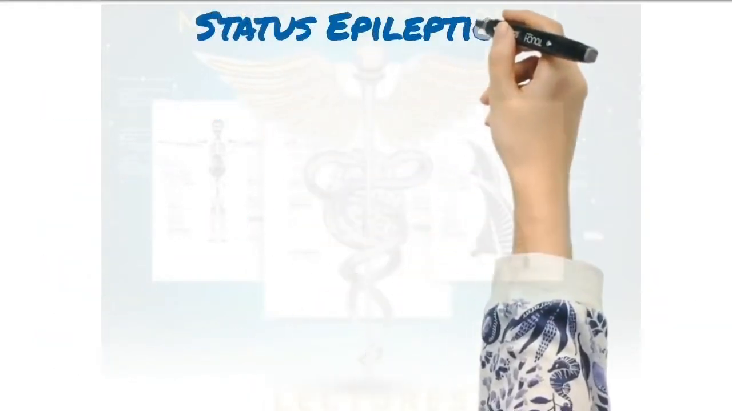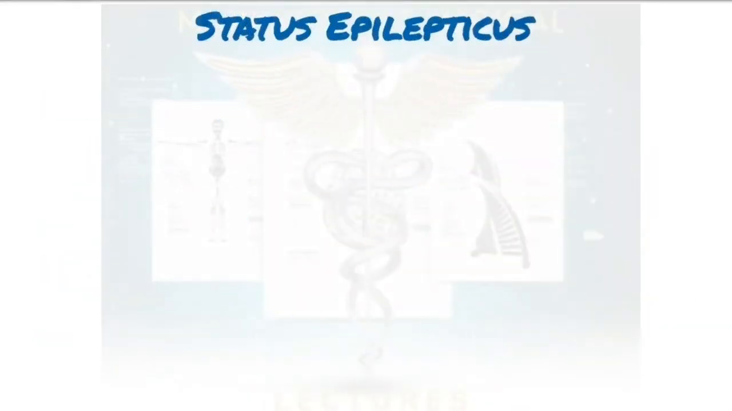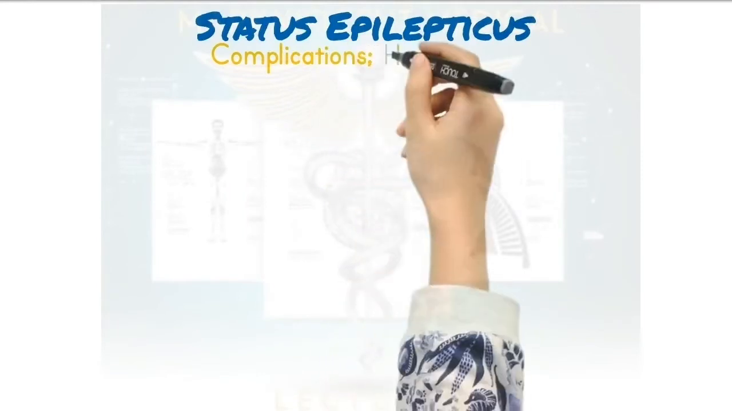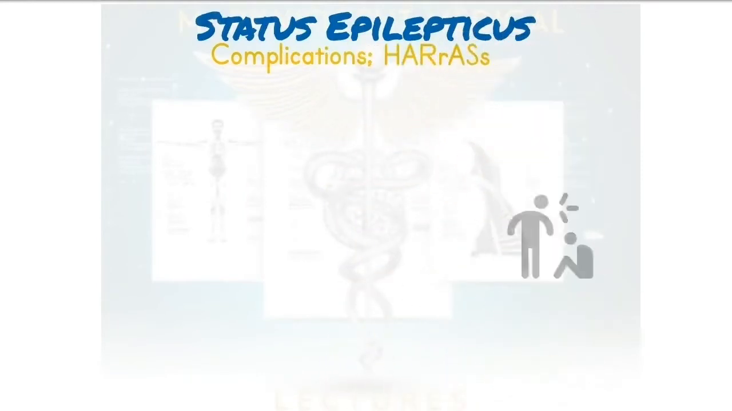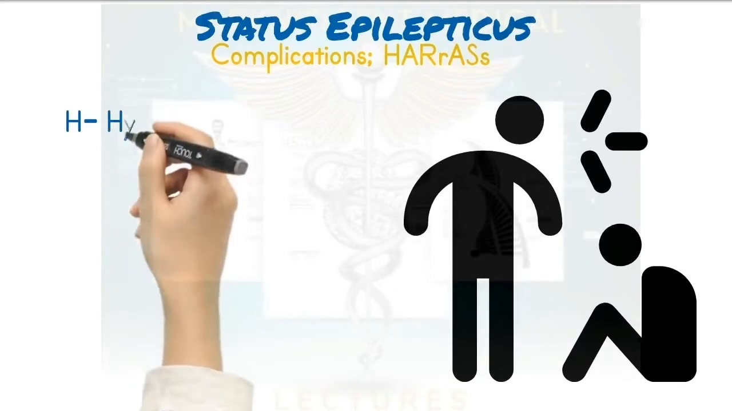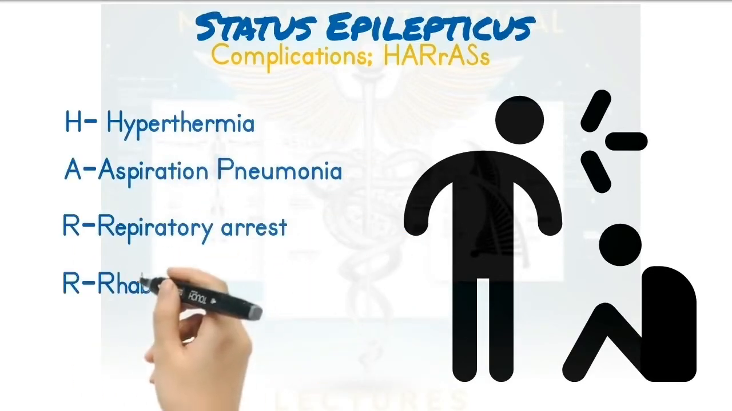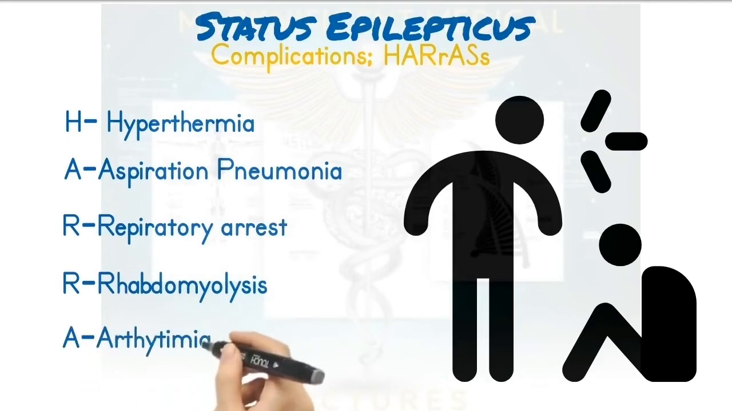Status epilepticus. Status epilepticus is a seizure that lasts longer than 5 minutes, or having more than one seizure within a 5 minute period, without returning to a normal level of consciousness between episodes. Its complications are remembered with the mnemonic, HARASS. Hyperthermia, aspiration pneumonia, respiratory arrest, rhabdomyolysis, arrhythmia, and sudden death.